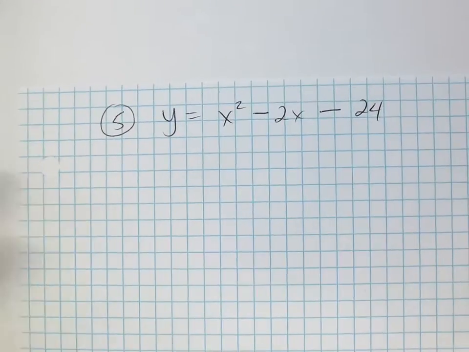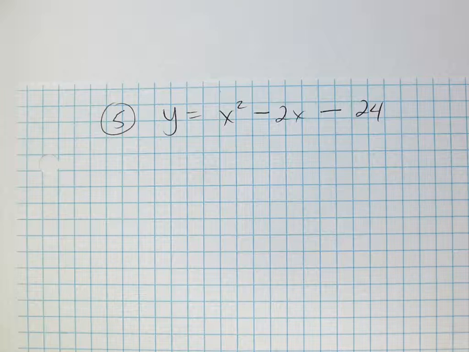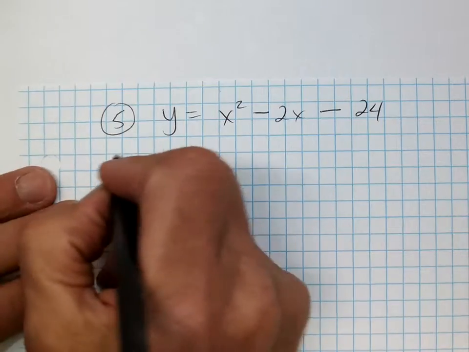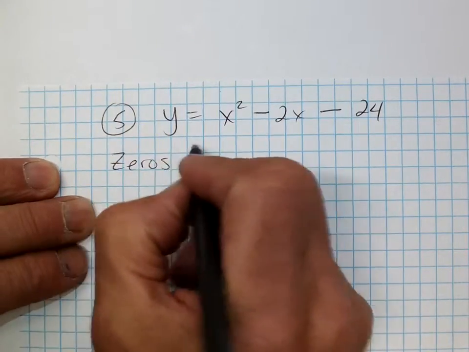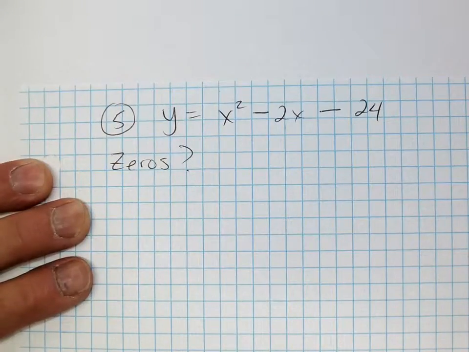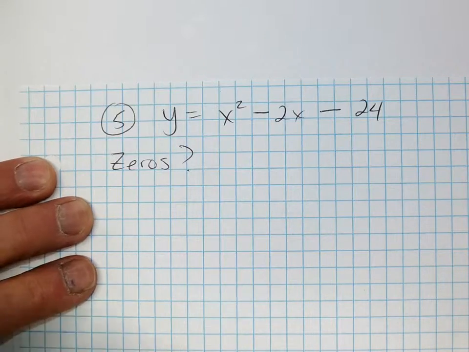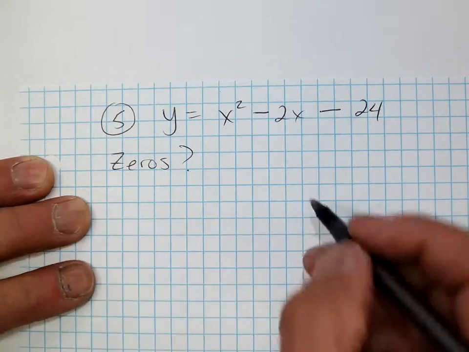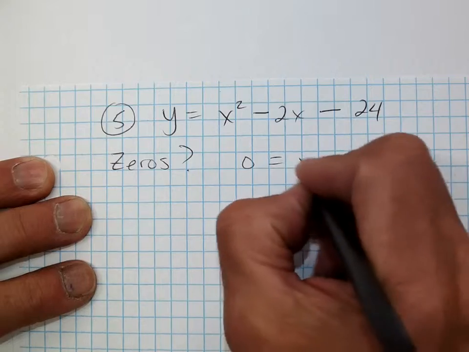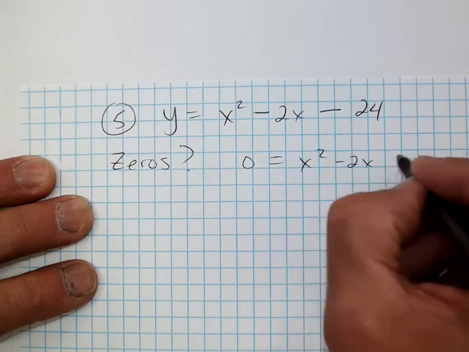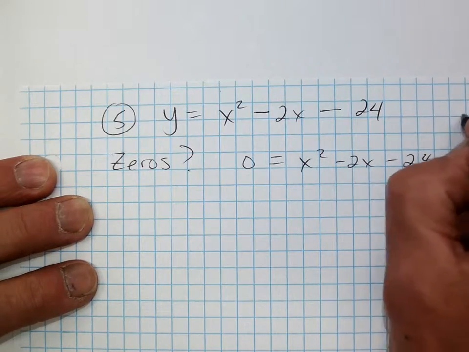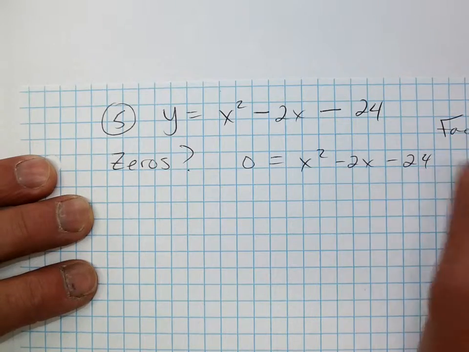Okay, let's graph this. So there's two ways. One, we can use a calculator, which is not bad, but I'm going to go through all of this stuff I'm going to want tomorrow, okay? But you can look at it on the calculator. You guys know how to do that, right? So first of all, zeros. How am I going to find zeros? What are zeros? The x-intercepts. Nice. And to find those, let's set it equal to zero and factor.